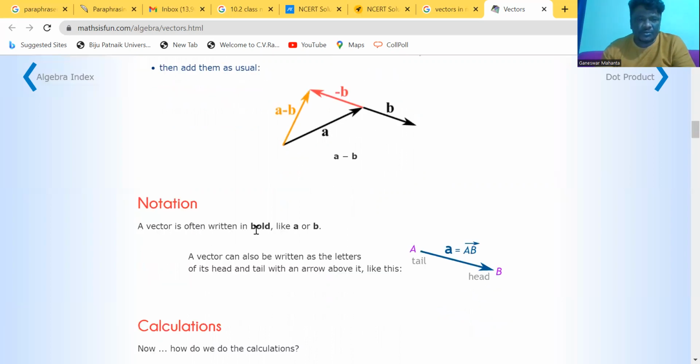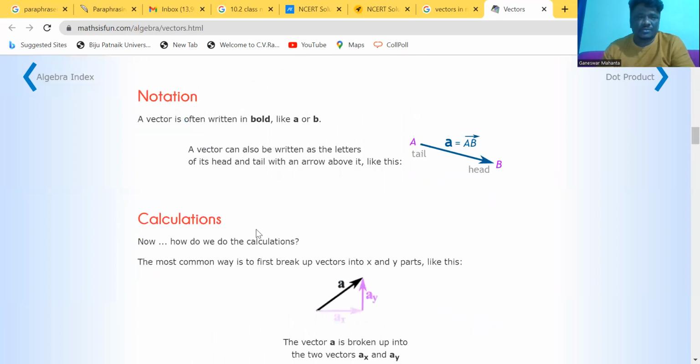Next, notations. How do we write a vector? A vector is often written in bold, like A or B, or represented here as the A vector or B vector. You can see this is the A vector and this is the B vector, and we can say one is the head and another is the tail. It can also be named by its direction, toward B. That's why this is called the AB vector.